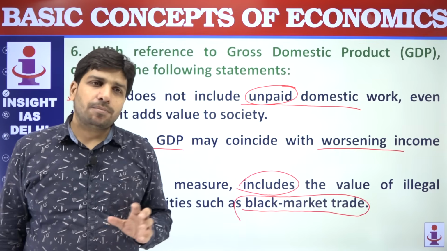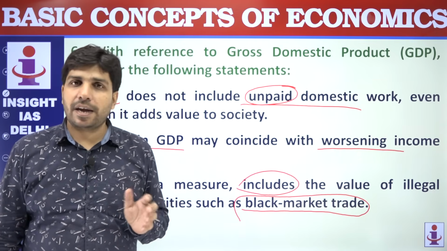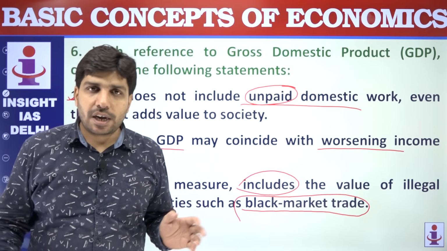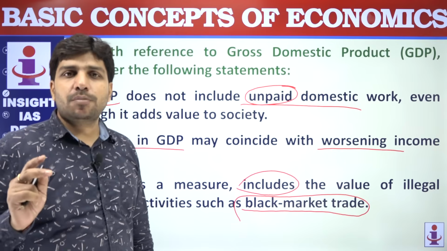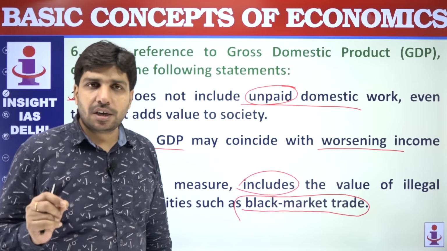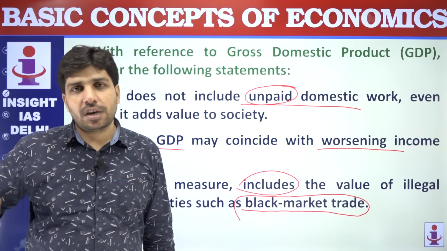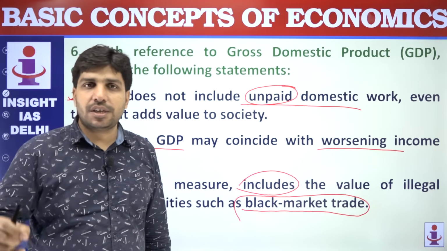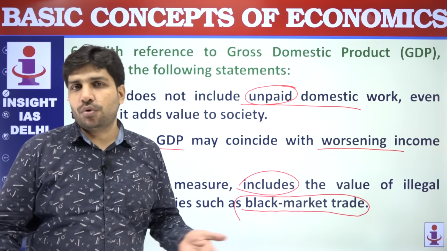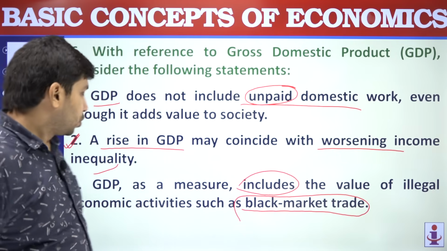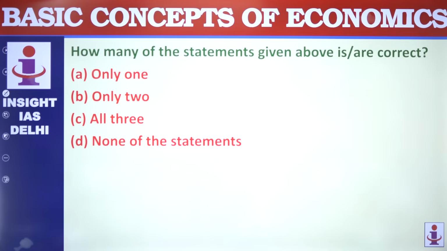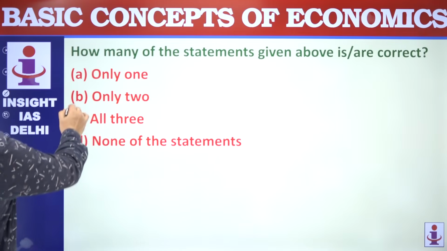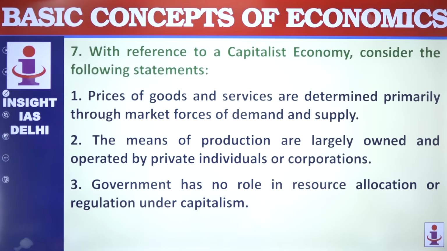Black market is something which is done in unaccounted cash. In such cash, you did some transaction for which you did not maintain an account, where the money is coming from and where the money is going, where there is no trace. If there is no trace, then it won't reflect in GDP. So this statement is not correct. Question is how many are correct? Only two. Option B will be your correct answer.